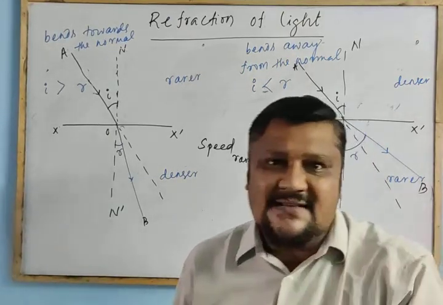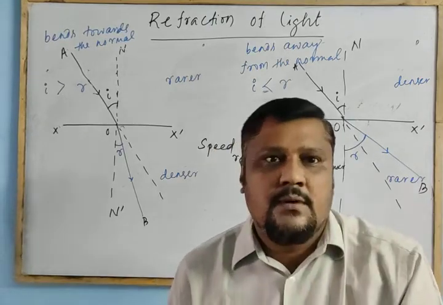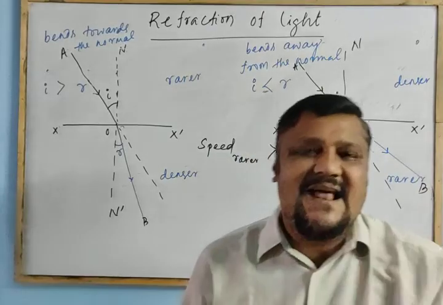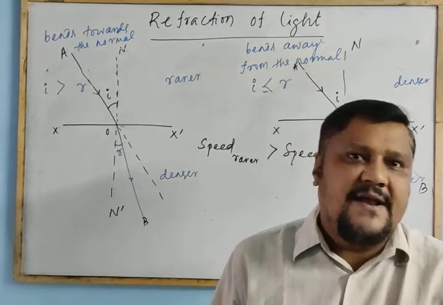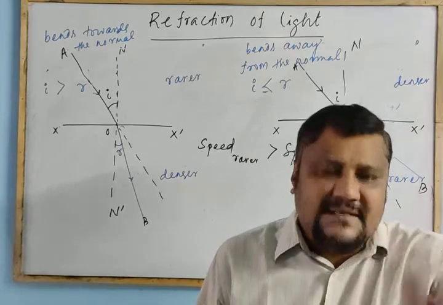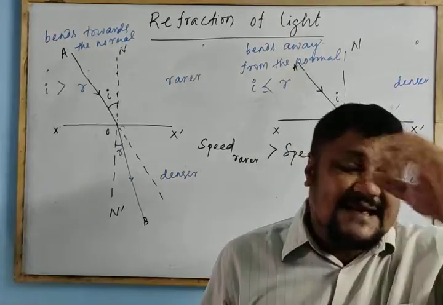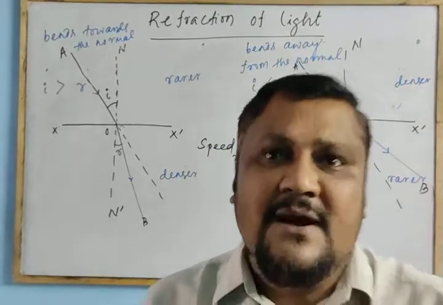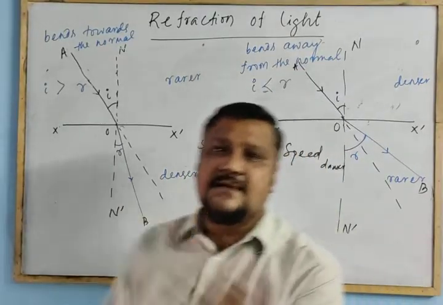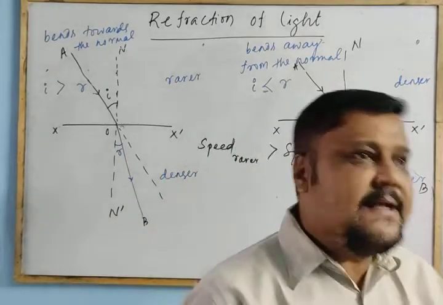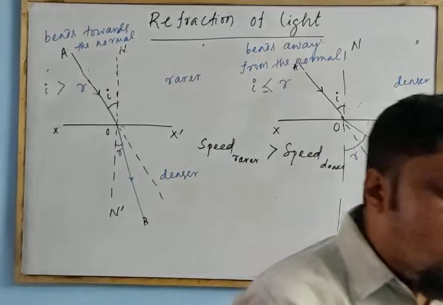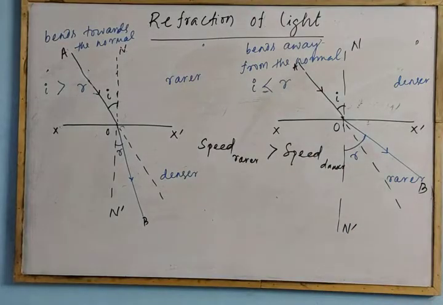In the denser medium, the interaction is more. In the rarer medium, the interaction is less. So because of this interaction of the light with the medium particles, its speed changes. Because of the change in speed, it changes its path. Suppose I change my speed, then I can change my path. Okay, so this is the cause of the refraction of light.